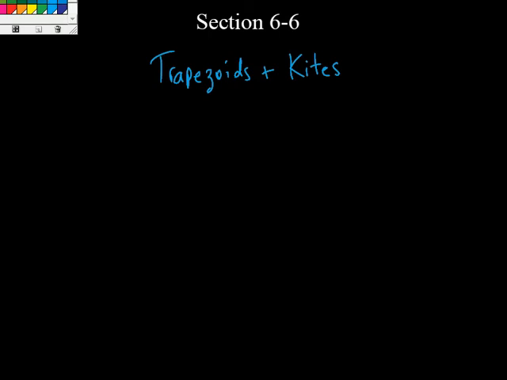Okay, section 6.6. Let's say what we're talking about here. It's called trapezoids and kites. Go fly a kite. You ever hear that expression? So let's talk about what a trapezoid is first of all. Let's draw a trapezoid before I start talking about what it is.